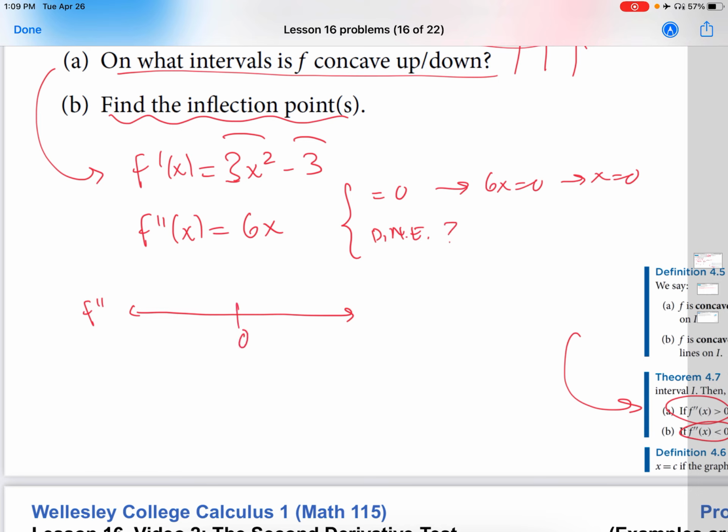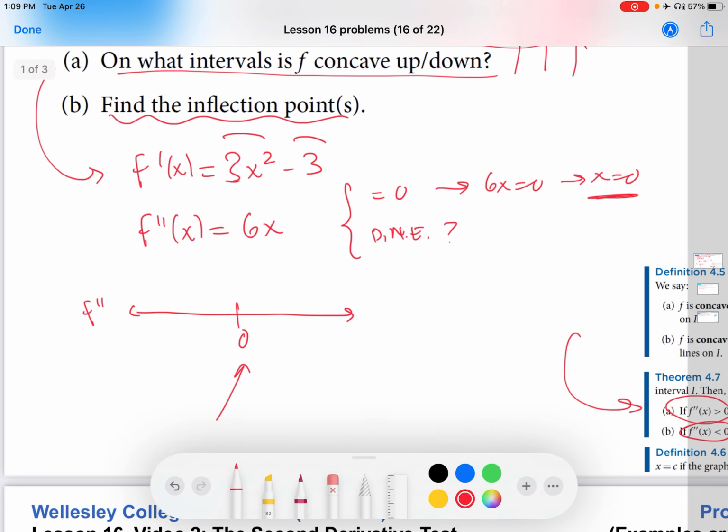If I ask where the function 6x does not exist, there's no such x value. If this were 6 over x, for example, then x equals 0 would be one such point. So really, x equals 0 is the only x value here that belongs on our chart. And then what am I going to do with that?